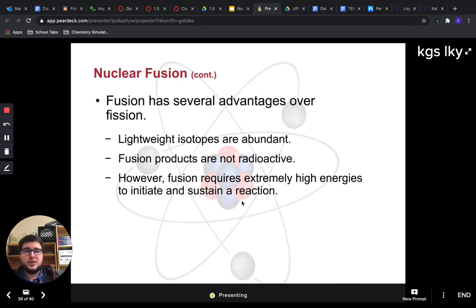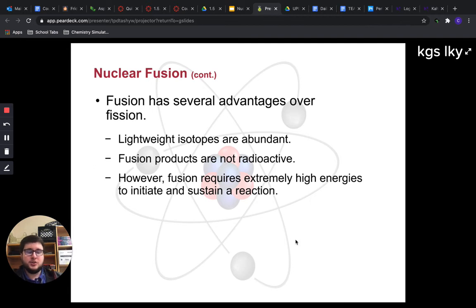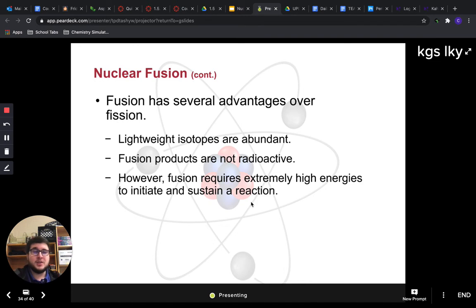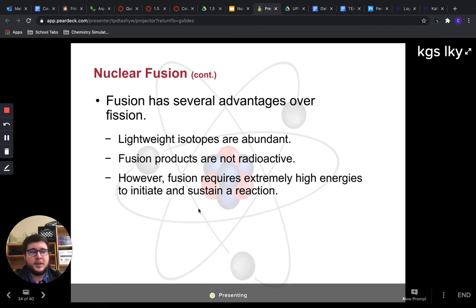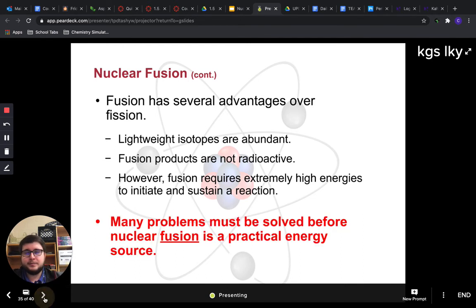Okay, another advantage, this is actually a disadvantage. So fusion requires extremely high energies to initiate and sustain a reaction. So in order to even get the reaction started and keep it going, we need to create extreme temperatures and extreme pressures to keep that reaction alive. We have to really replicate the conditions of the sun on Earth, and that's nearly impossible to do. We can do it, but it's not easy and it's very expensive, and it's just something that doesn't really work for what we need or what we have right now.